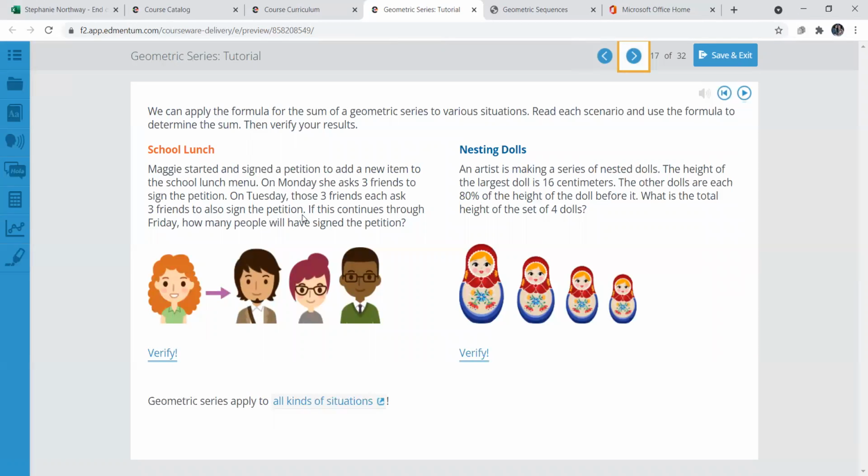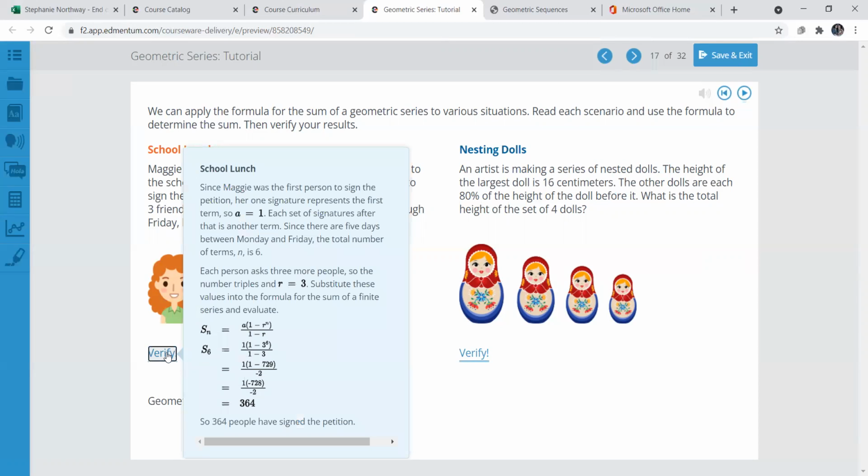Let's read it together. Maggie started and signed a petition to add a new item to the school lunch menu. On Monday, she asked 3 friends to sign the petition. On Tuesday, those 3 friends ask 3 friends to also sign it. If this continues through Friday, how many people have signed the petition? So like 3 friends, then 3, then 3, then 3, and so on. It keeps going up and up and up.